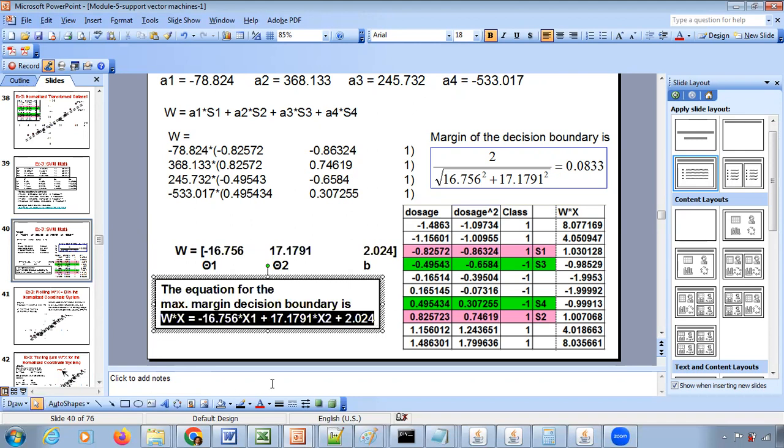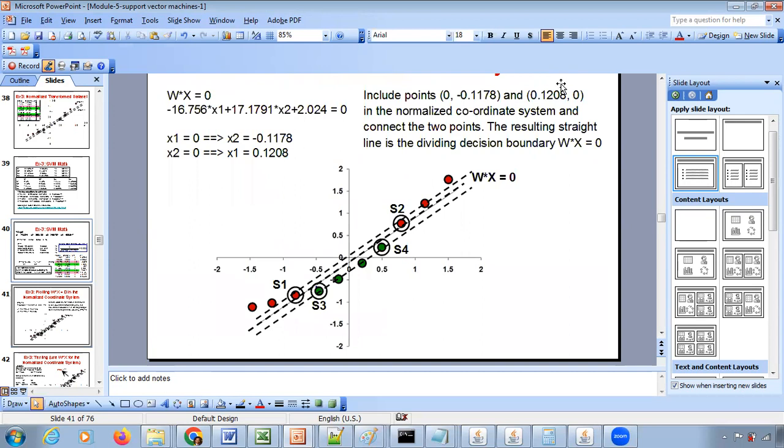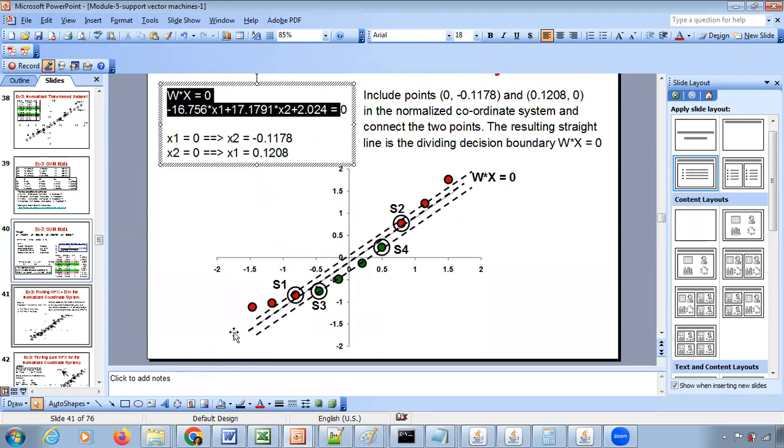So this is W times X. Now, if you want to equate it to 0 and plot the decision boundary in the normalized coordinate system, we can make it equal to 0 and find x1, x2. Again, since we have a bias, we can set x1 equal to 0 and solve for x2.